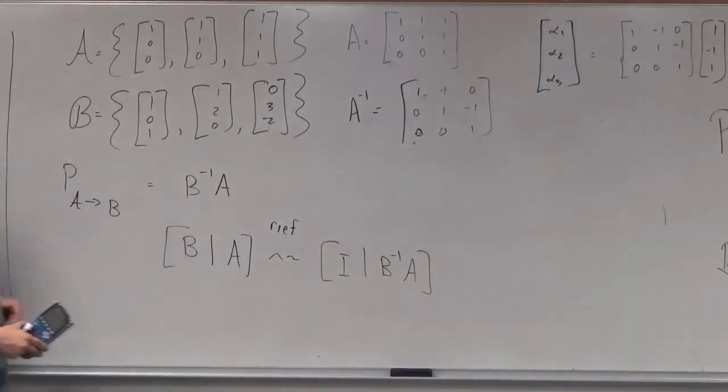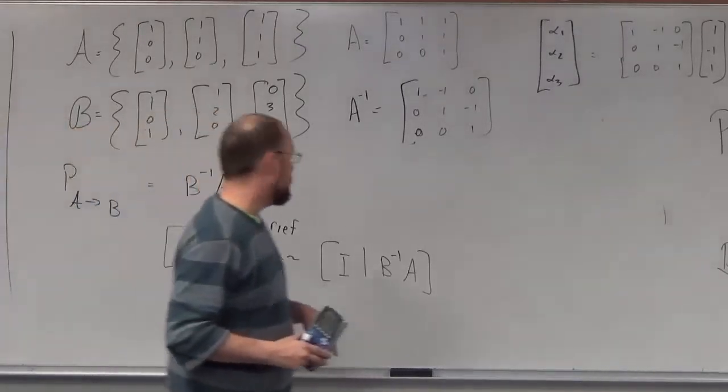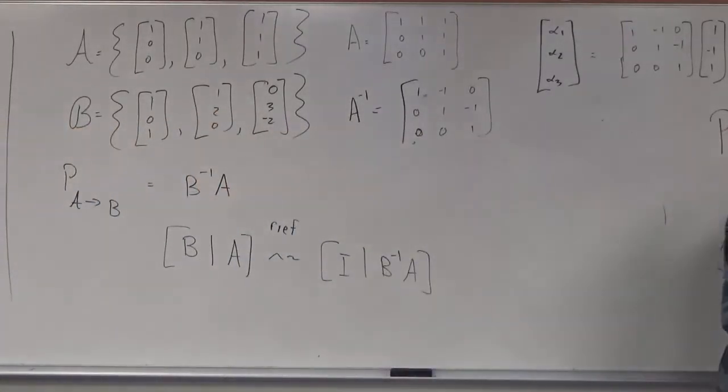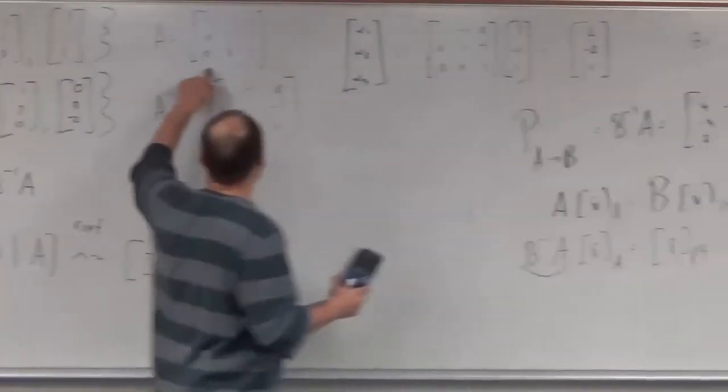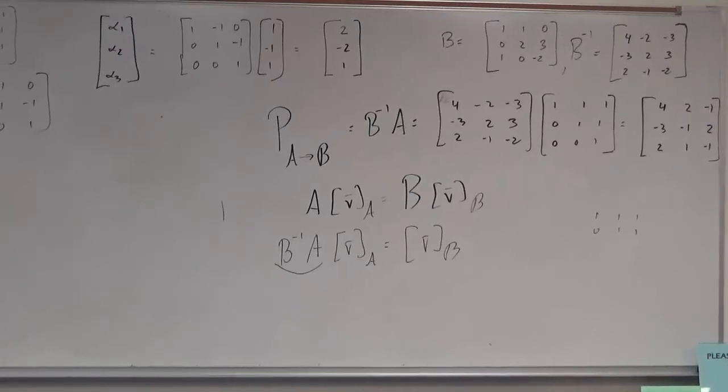So that's a way of finding the transition matrix for two different bases using row reduction. So that would be B, then augmented by A, and then row reduce. That's probably useful.